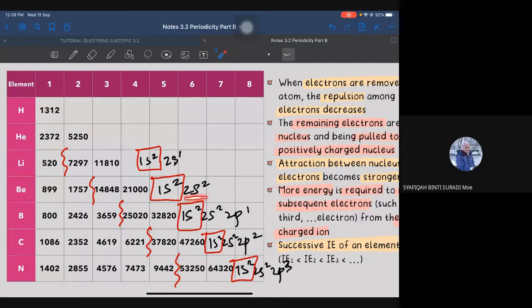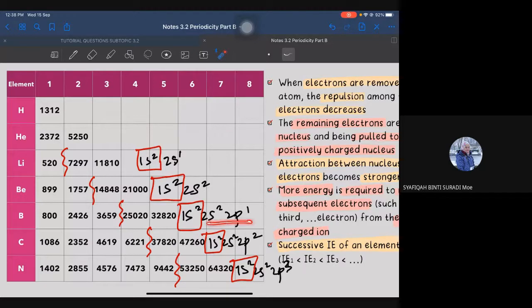Okay. The first two electron kita remove from the outermost shell. Bila kita nak remove the third electron, okay, kat sini, dia ada sudden increase. Sebab third electron tu kita remove daripada inner electron. Sama juga macam boron. Okay.